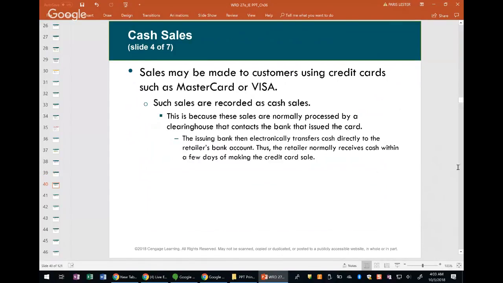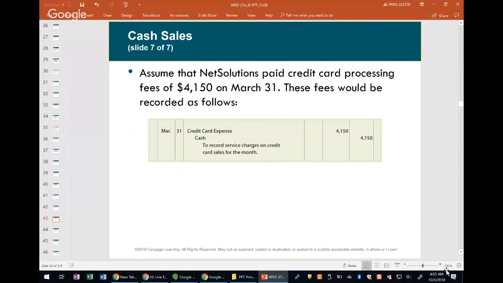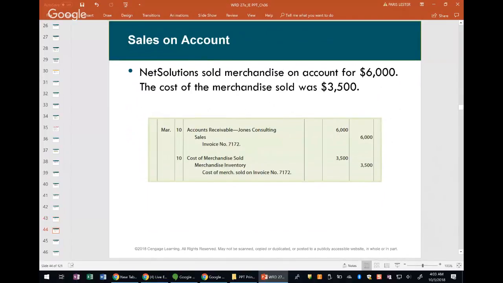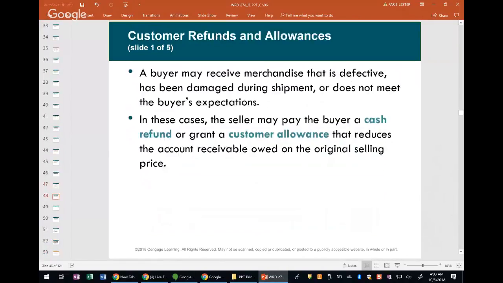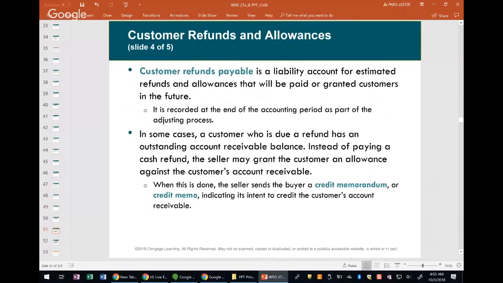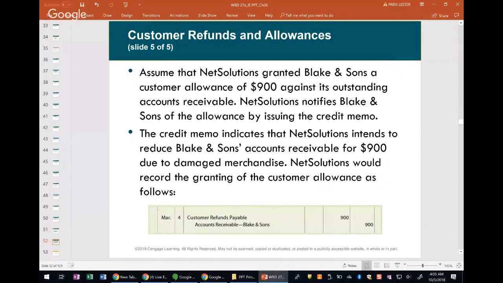All right, so we'll look at the credit card entries later. Most of them are the same as cash, but you do have to pay a percent. The retailer does. The retailer has to pay the credit card company a percent, okay? Discounts, as I was talking about with the seller. I'm just going to run through these fairly fast. Customer refunds.